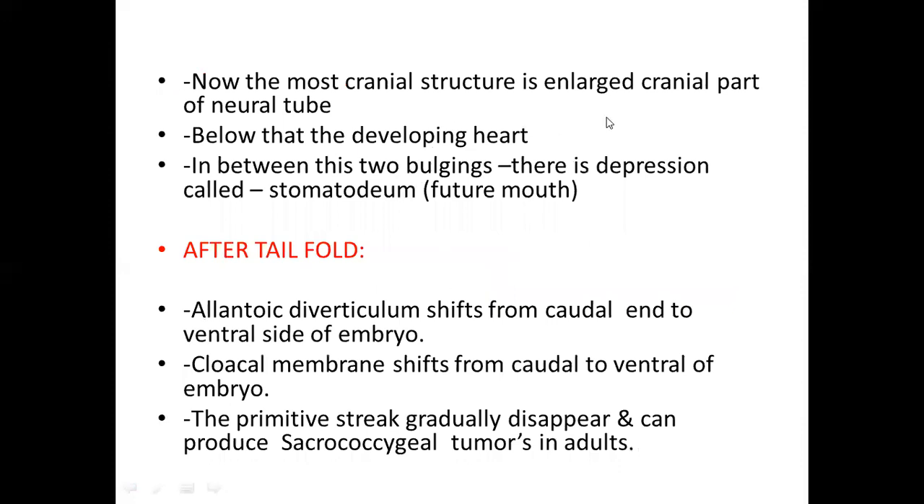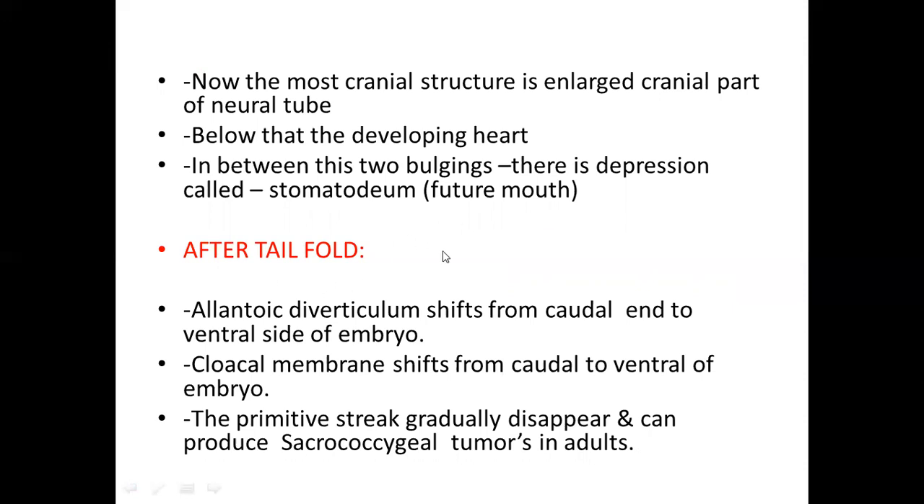Now the most cranial structure is the enlarged cranial part of the neural tube, that is the brain-forming structure. Below that, due to the developing heart, another bulging is forming there. And in between these two bulgings, a depression is getting formed, and this depression is nothing but the future mouth, which is called the stomodeum. So the stomodeum is nothing but the depression between the two bulgings, one due to the developing brain and another due to the developing heart. They are rapidly developing, so they create bulging structures there, and in between, the depression part is called the stomodeum. In the diagram, you will see it very clearly.